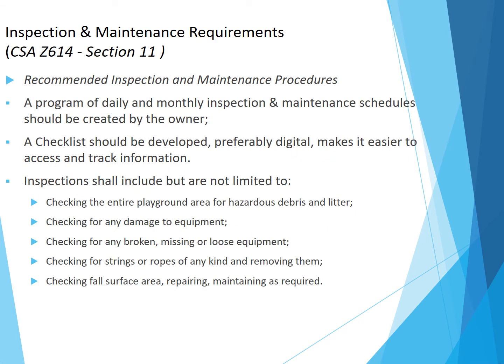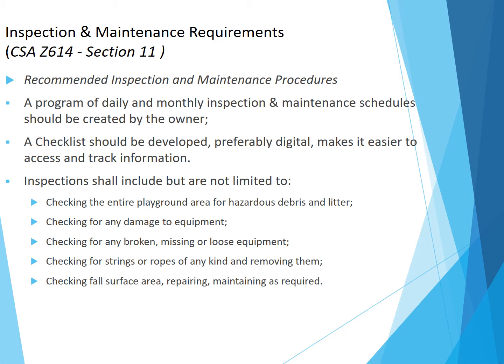Inspection and maintenance requirements. CSA Z614 Section 11. In this area of CSA Z614, we talk about the recommended inspection and maintenance procedures. A program of daily and monthly inspection and maintenance schedules should be created by the owner of the playground. A checklist should be developed, preferably digital, which makes it easier to access and track information.